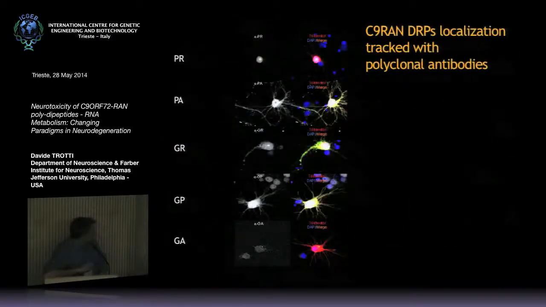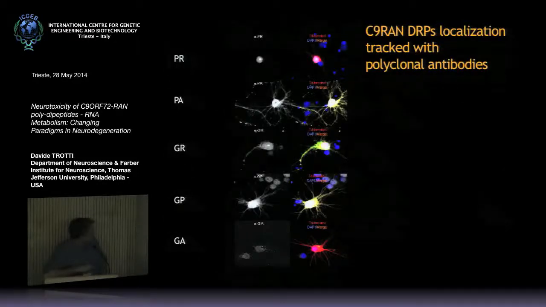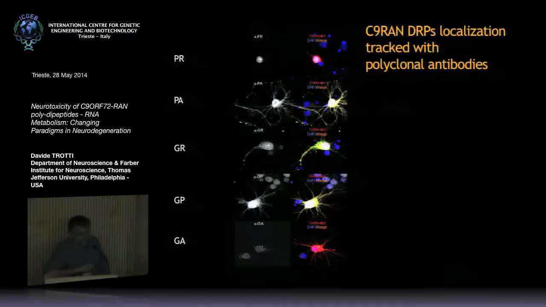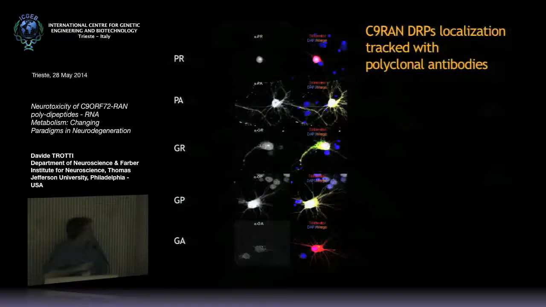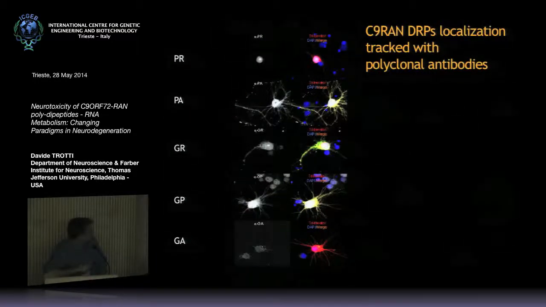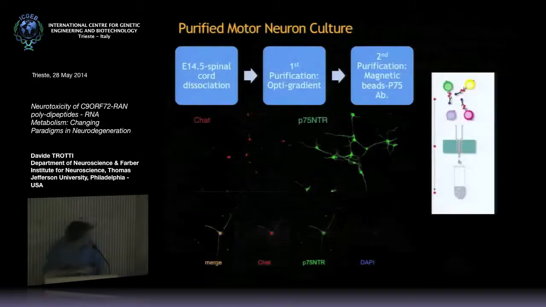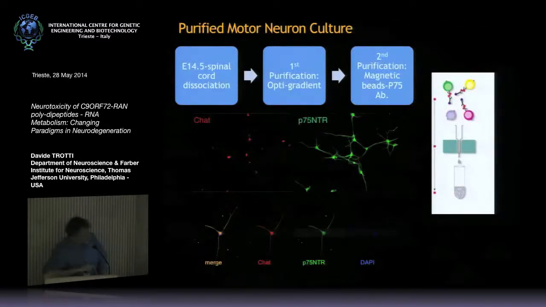This is just to show you that those were the tagged versions, and these are untagged versions. It's the same thing we see with the polyclonal antibody that recognizes the peptides themselves. You can see the same aggregation or localization pattern throughout the dipeptides. We'll switch to the motor neurons because those are the cells that are relevant to ALS, pure ALS.